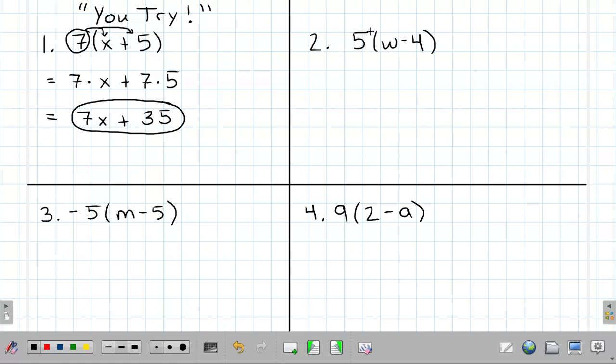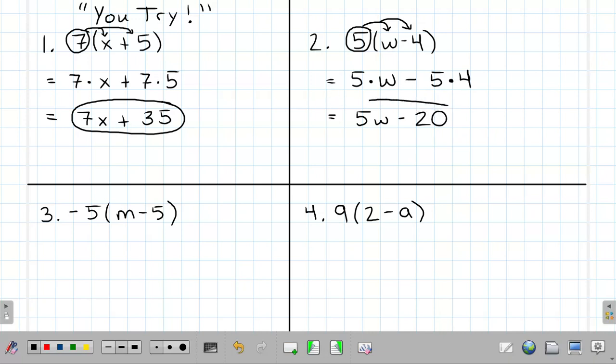Number 2, very similar, except in this case, we're going to distribute a 5. So we take the 5 and give it to the w and give it to the 4. So we're going to end up with 5 times w minus 5 times 4. And here, 5 times w is just 5w minus 5 times 4, which is 20. And once again, that's as simple as we can get it. We've got a variable term and a constant term. We can't subtract those. Okay.